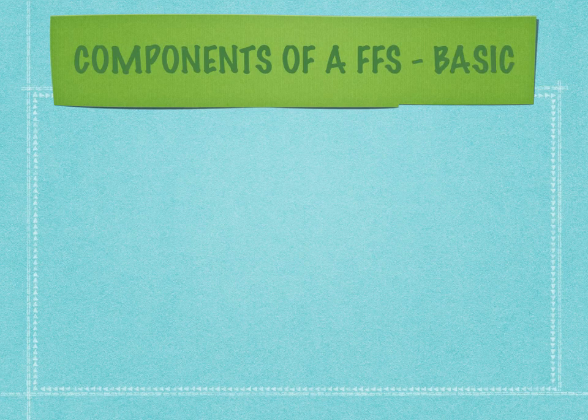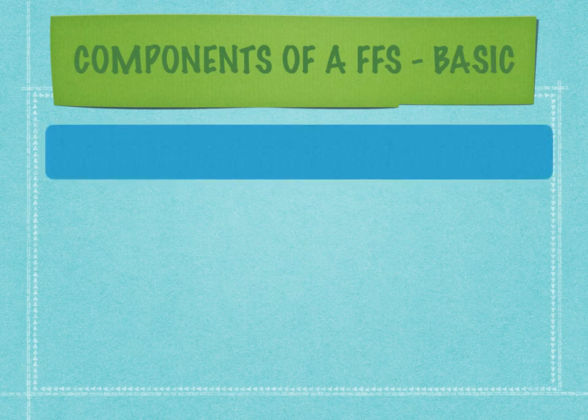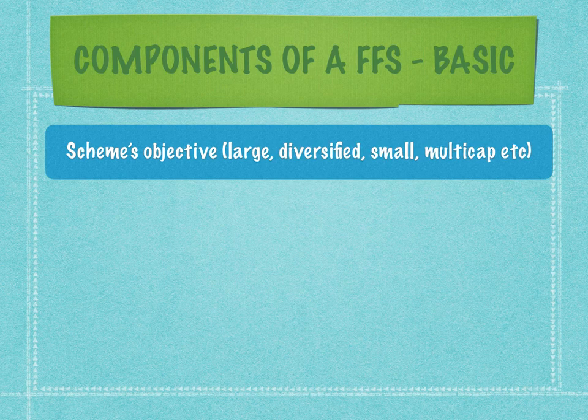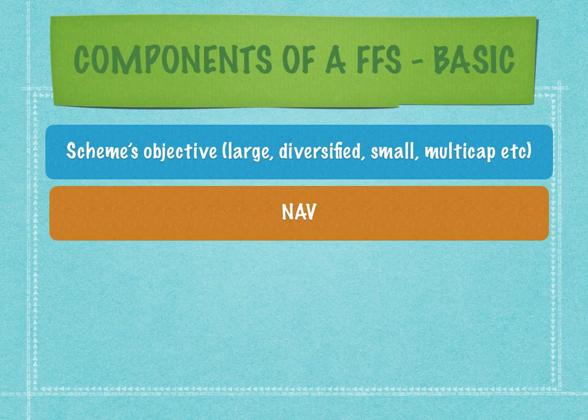The components of a fund fact sheet, FFS stands for fund fact sheet. The basics include the scheme's objective. What is the objective of the scheme? Does the scheme aim to invest in large-cap stocks, diversified? Is it a small cap fund? Is it a multi-cap fund, etc.? These are all mentioned on the fund fact sheet. Right at the top, the scheme's objective clearly mentions the nature of the investments that it is making.